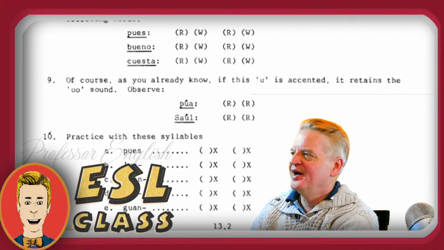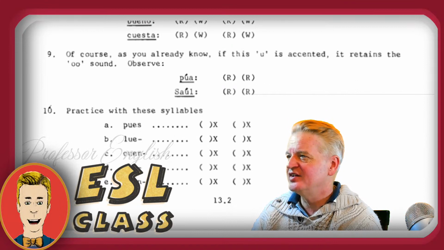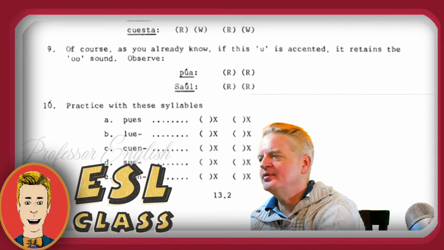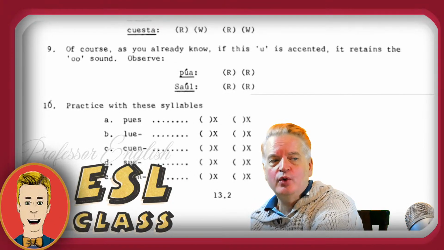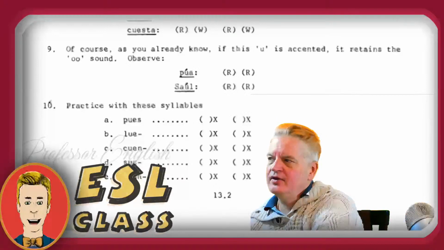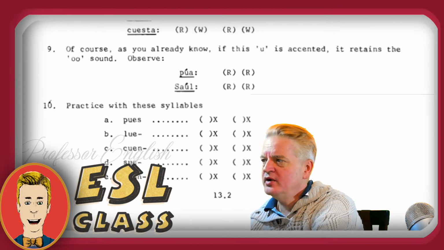Number 9. All right. Of course, as you already know, if this U is accented, it retains the U sound. Observe. So we have this word P-U-A with an accent over the U. So I guess that should be pua. Or sorry, accent. Pua. And the next word is S-A-U-L, accent over U. So that should be Saul. Saul.